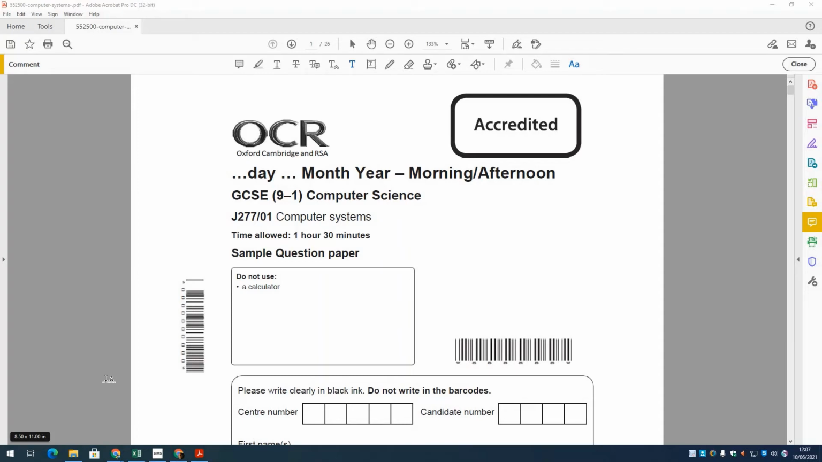Hello, in this video I'm going to take you through the OCR J277 GCSE Computer Science Unit 1 Computer Systems paper. This is the sample paper. You have 1.5 hours to finish it and you are not allowed a calculator.